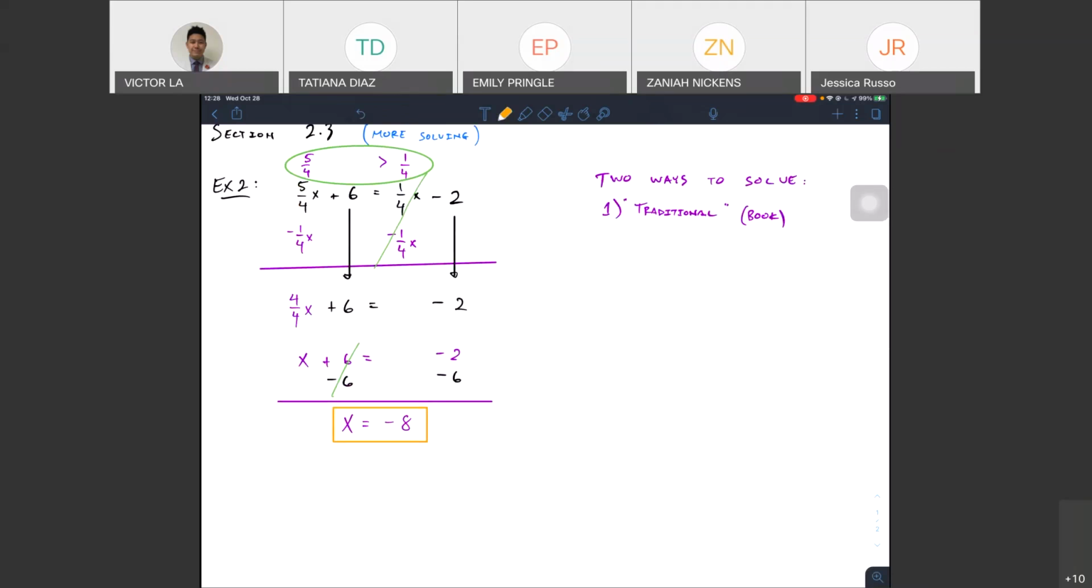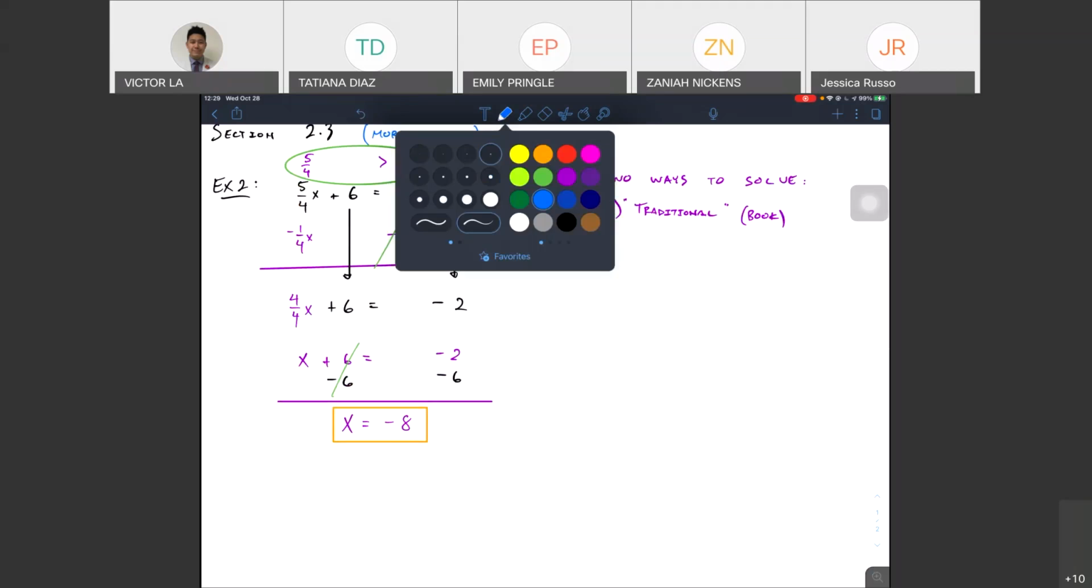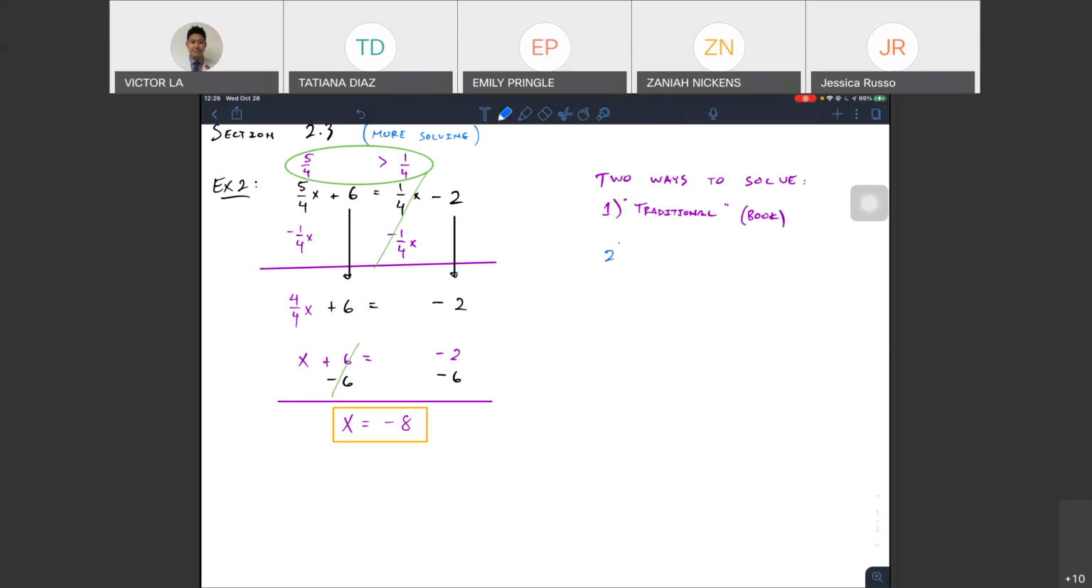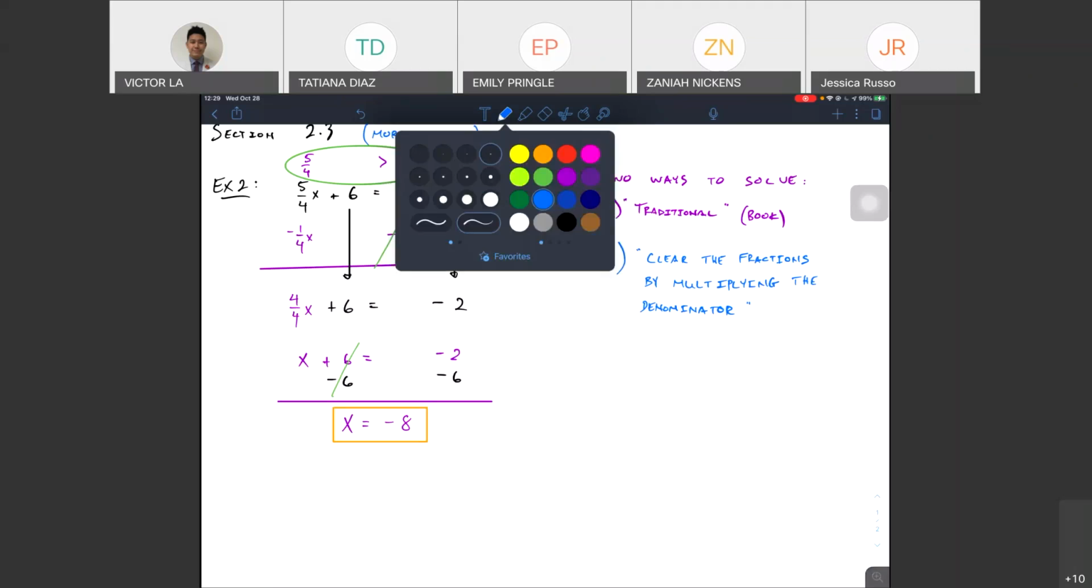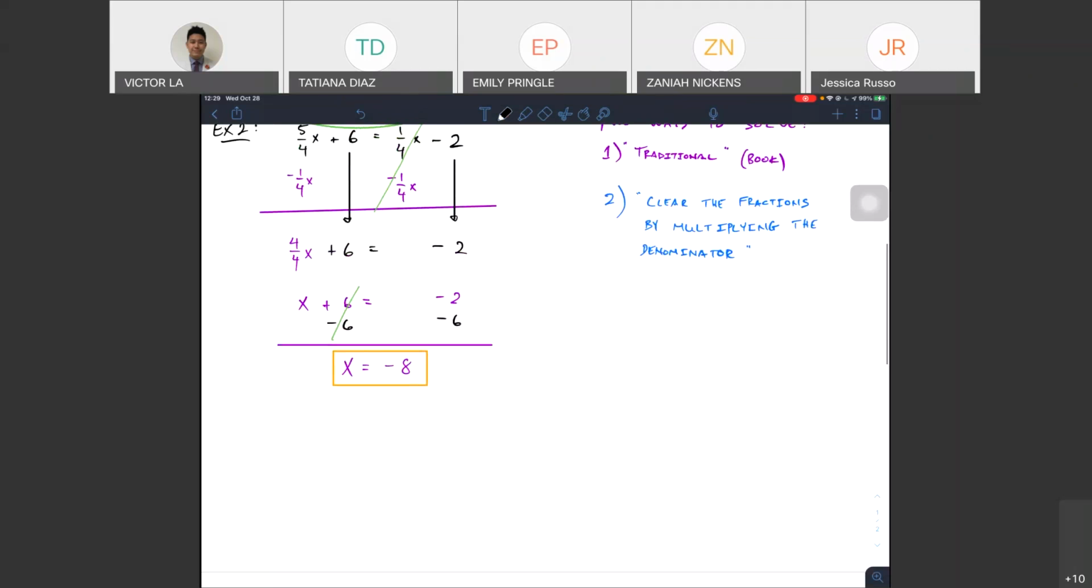But let me redo this problem a little bit now. So the second way is what I call clear the fractions, right? Multiply by the denominator. Okay, so I'm going to rewrite the problem one more time. If you didn't finish writing on top, that's okay. You're going to see this later in your notes. So again, the problem was 5/4x plus 6 equals 1/4x minus 2.